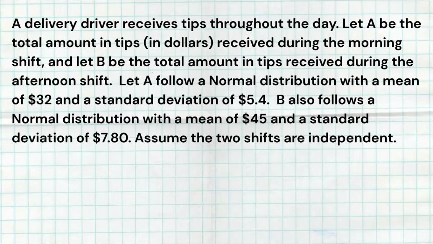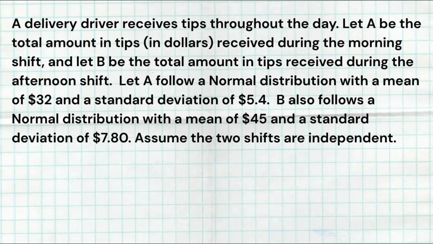Let A follow a normal distribution, so he gets a mean of $32 in tips, standard deviation of $5.4. That's in the morning. And then in the afternoon, B also follows a normal distribution with a mean of $45, so he tends to make a little bit more in the afternoon, with a standard deviation of $7.80. Assume the 2 shifts are independent of each other, so how much he makes in shift A has no impact on B, and B has no impact on A.